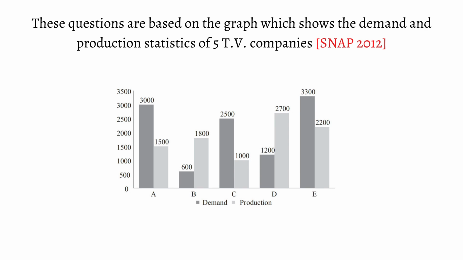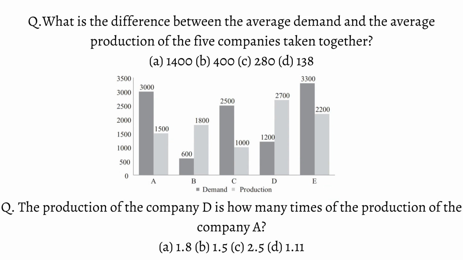So the graph shows the demand and production statistics of 5 TV companies. If we observe this gray color, this is the demand, and this light color is the production value, right? And company A, company B, company C, D and E, 5 television companies. So the first question is, what is the difference between the average demand and the average production of the 5 companies taken together? So what is the total demand?